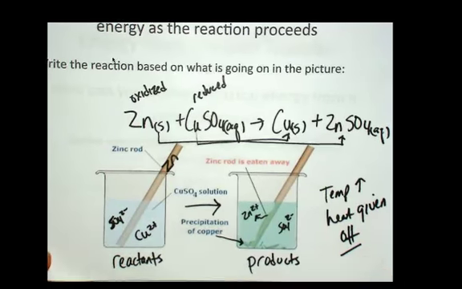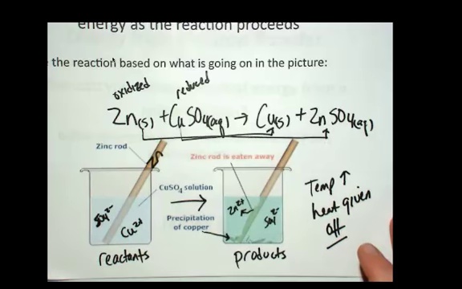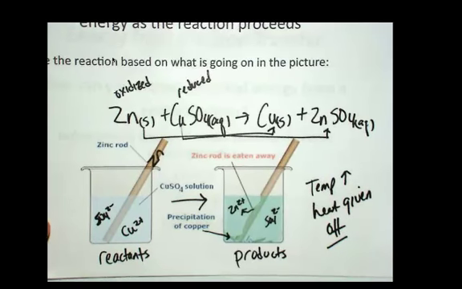Of course, it's not the first one we've seen. We see these types of spontaneous electron transfer reactions going on all around us. Anytime you burn a fossil fuel, you remember it's a redox reaction and heat is given off. It's exothermic.